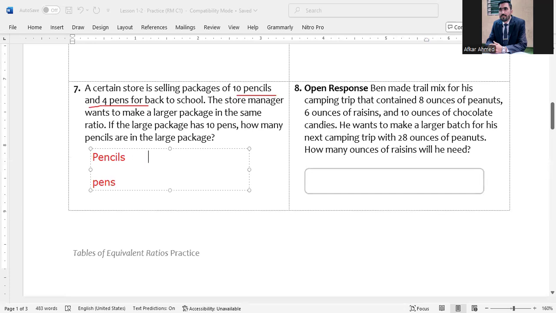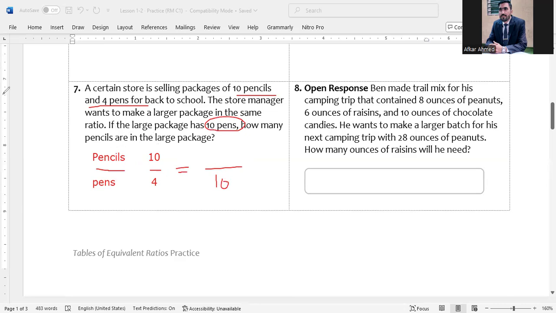First, what is given? 10 pencils, so write 10 in front of pencils, and in front of pens there are 4 pens. So this one is a fraction. I will just draw a line here: first the pencils, then the pens, equal to. Now we need to write the second fraction. The store manager wants to make a larger package in the same ratio. If the larger package has 10 pens, we write 10 in front of pens. So basically we need to find how many pencils there will be.